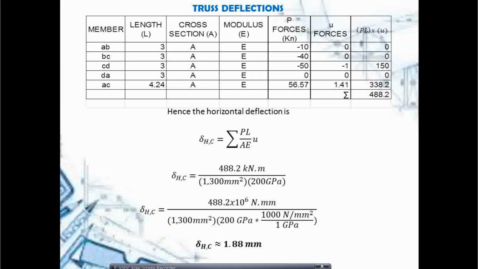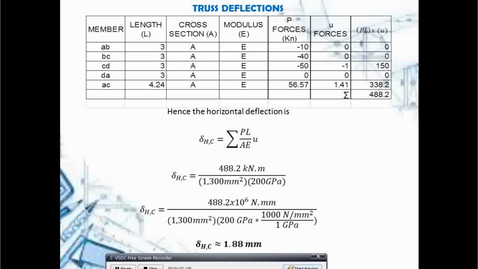Since positive yung lumabas dito, 'di ba yung assumption ko kasi kanina, kung ito yung truss at nandito si point C, ito yung mga supports. Ang assumption ko kanina, itong si point C magdi-deflect siya to the right. Ang lumabas sa calculations ko, positive 1.88 millimeters. Ibig sabihin, yung assumption ko kanina, tama.